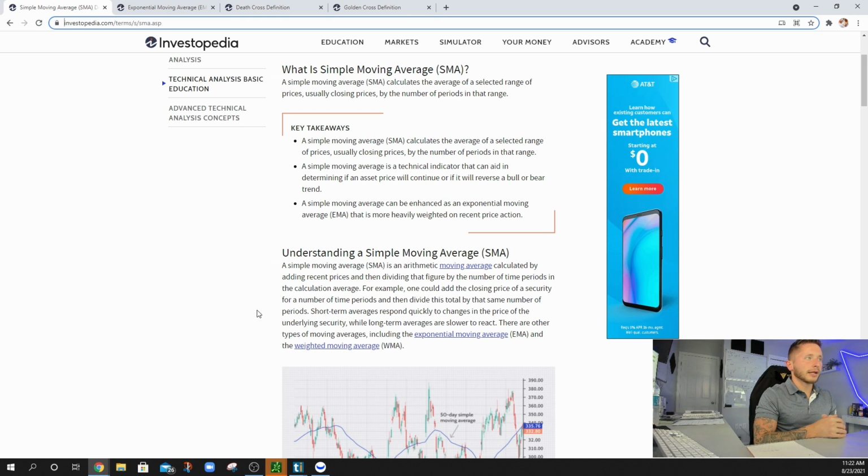A simple moving average is an arithmetic moving average calculated by adding recent prices, then dividing that figure by the number of time periods in the calculation average. For example, one could add the closing price of a security for a number of time periods, then divide this total by that same number of periods. Short-term averages respond quickly to changes in price of the underlying security, while long-term averages, 200, are slower to react. There are other types of moving averages, including the EMA and the weighted moving average, the WMA. Not very popular. The popular ones are SMAs and EMAs.